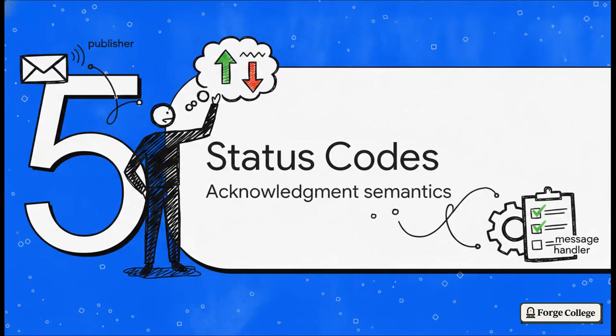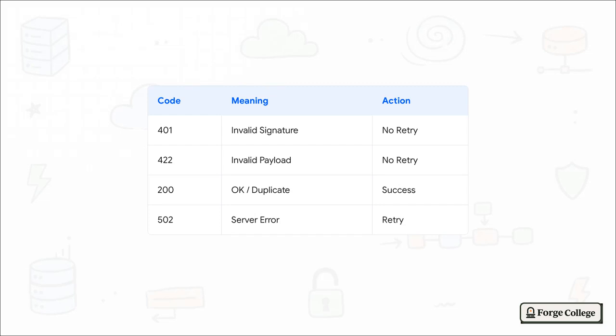Section 5. Acknowledgement and status codes. We need a way to tell the publisher whether the message was handled properly or if they need to try again. This comes down to choosing your HTTP status codes deliberately. If they send an invalid signature, boom, 401. That tells them you aren't authorized, don't even bother retrying. Payload missing fields, hit them with a 422. Again, no retry. If everything is perfect, or it's a duplicate we already handled, you return a 200 OK.